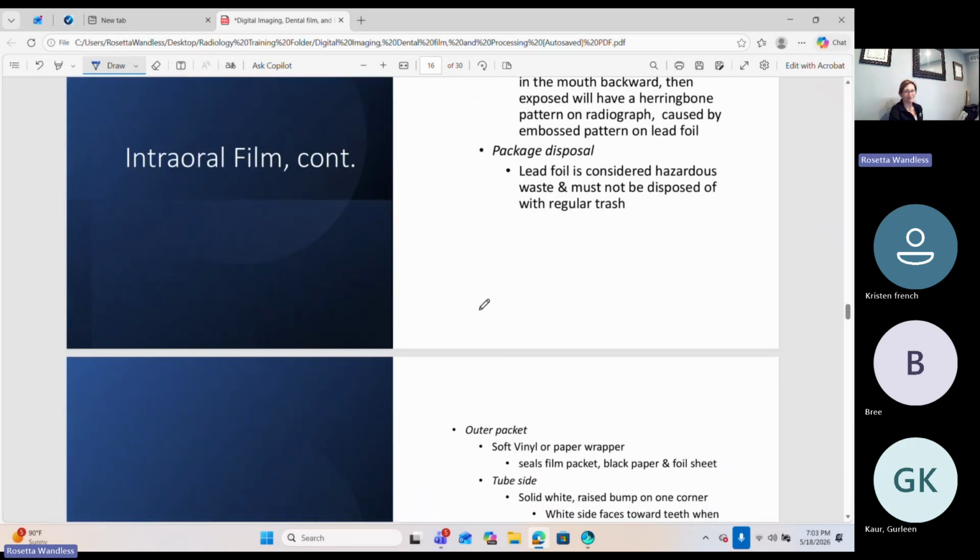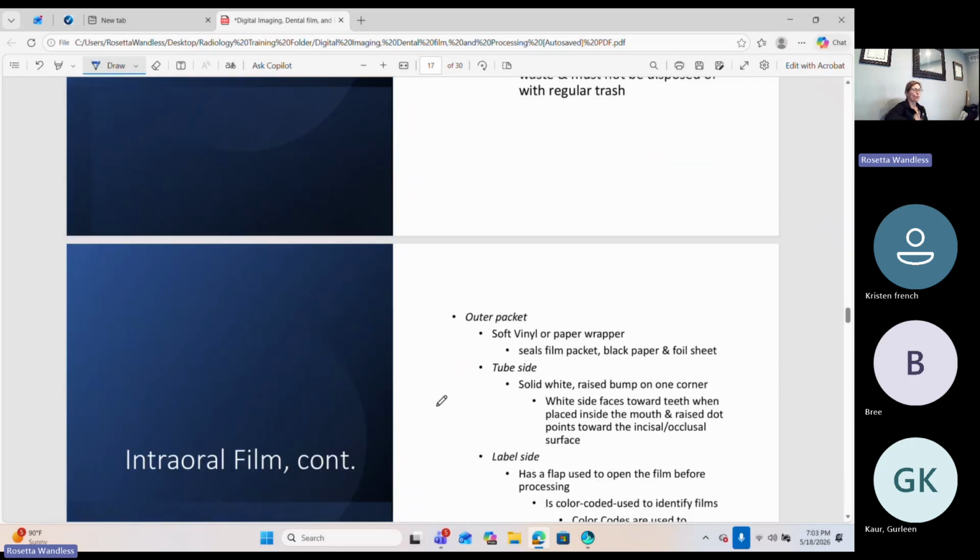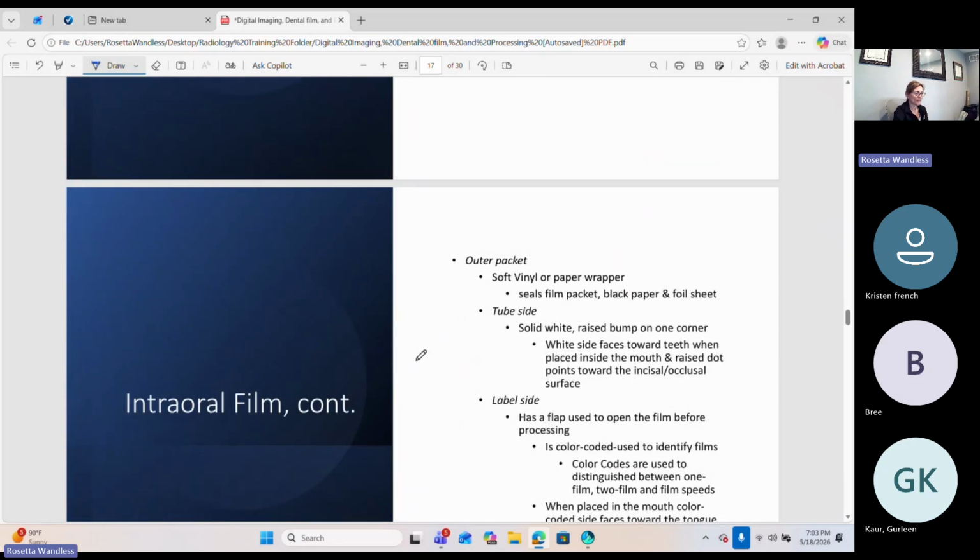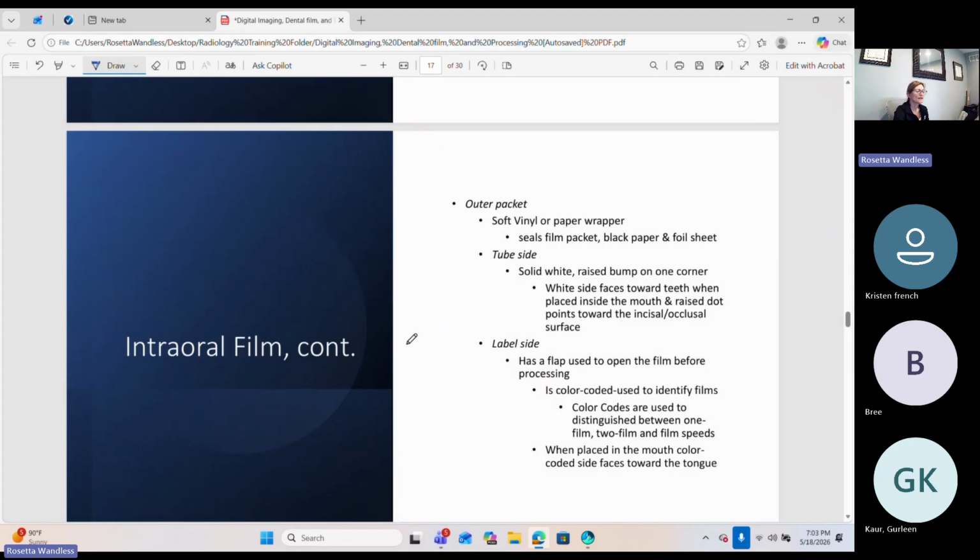So that is the caveat with the lead inside there, that it does have to be disposed of separately and through a waste company that handles hazardous waste. Again, everything I just said, I wrote out in this little slide. I gave you the information about the outer packet, which could be a soft vinyl paper wrapper. It seals it and keeps everything inside. We talked about the black paper. We talked about the lead foil sheet.